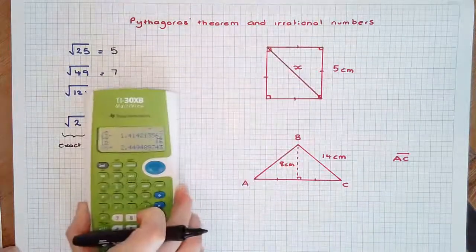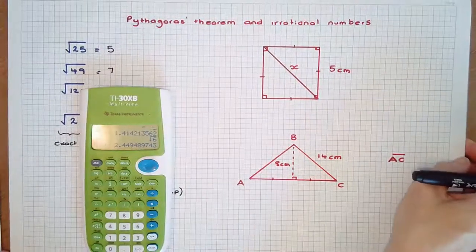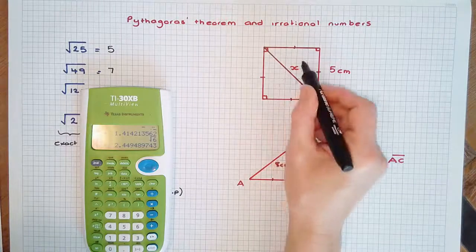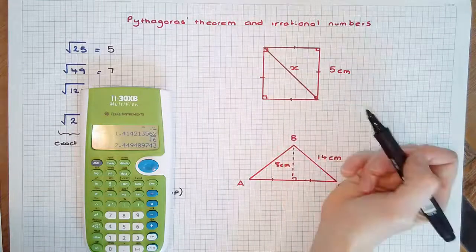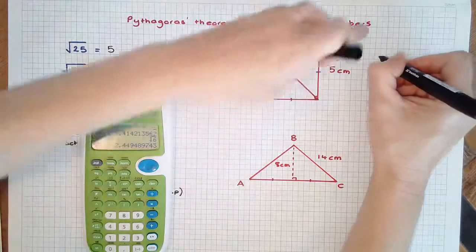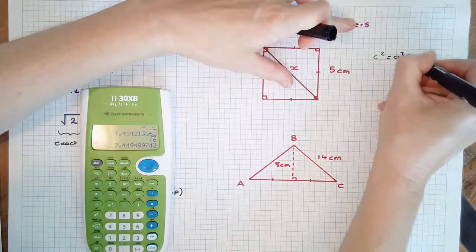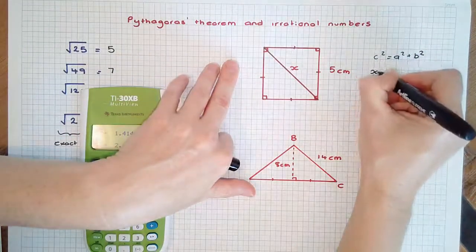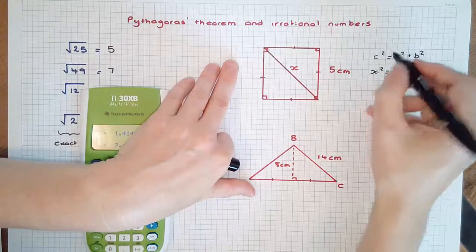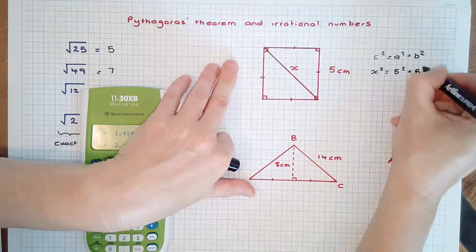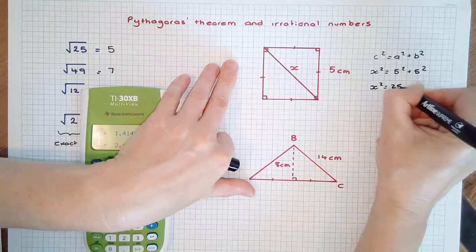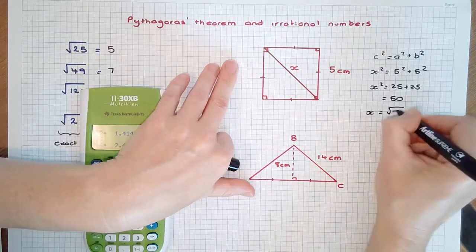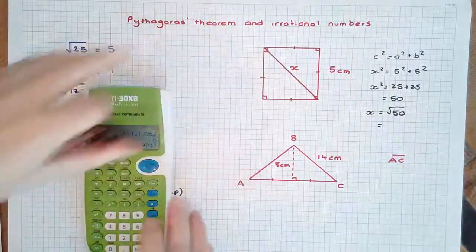We'll need our calculator when finding the length of sides that aren't perfect squares using Pythagoras' theorem. Here we have an isosceles triangle, or two isosceles triangles, and we need to find the length of x. State Pythagoras' theorem, c squared equals a squared plus b squared. And substituting in our values, x being the hypotenuse, and the side length being 5, so x squared equals 25 plus 25, which equals 50. The value of x is therefore the square root of 50, which we'd need our calculators for.